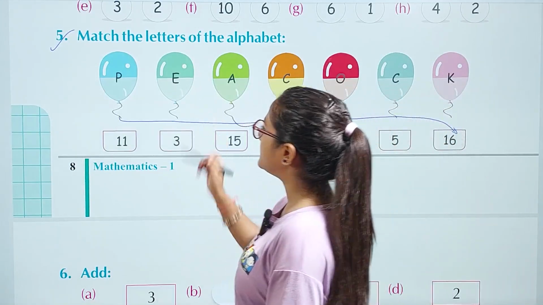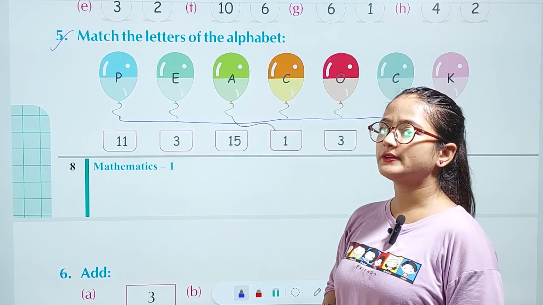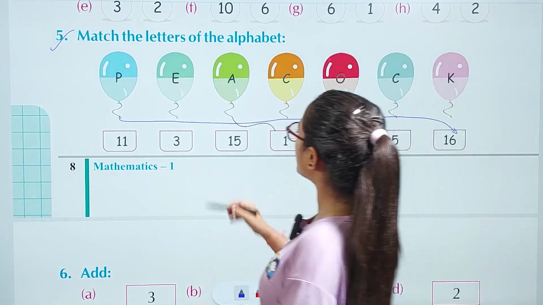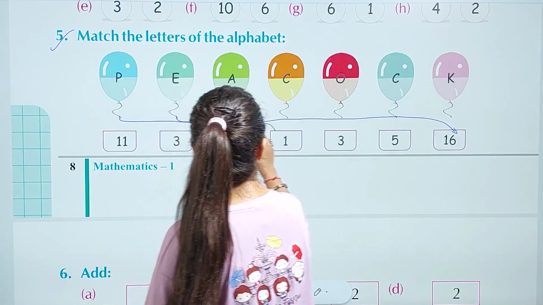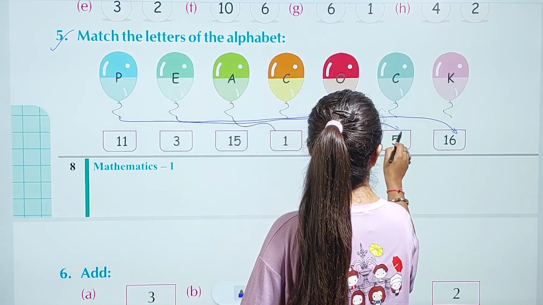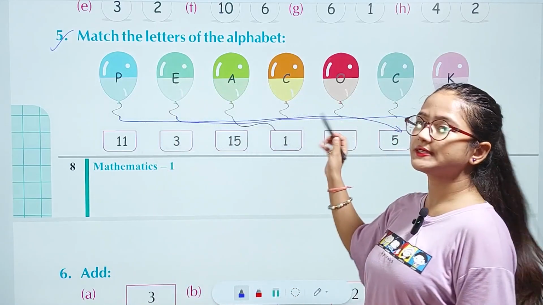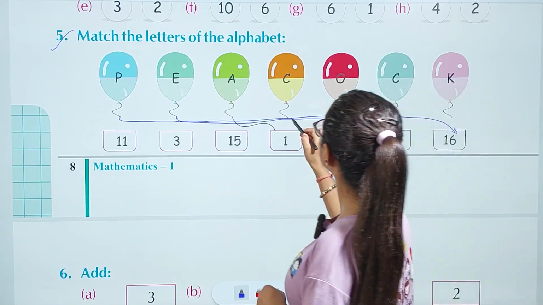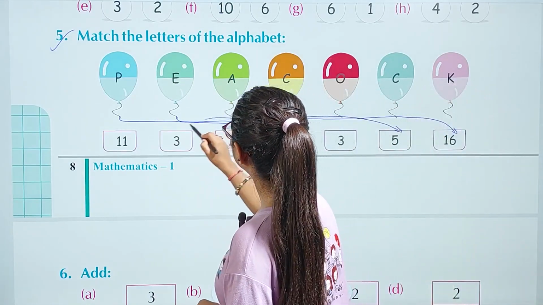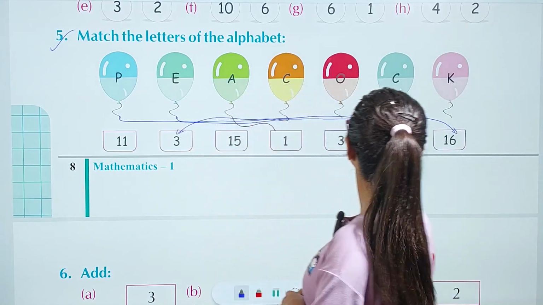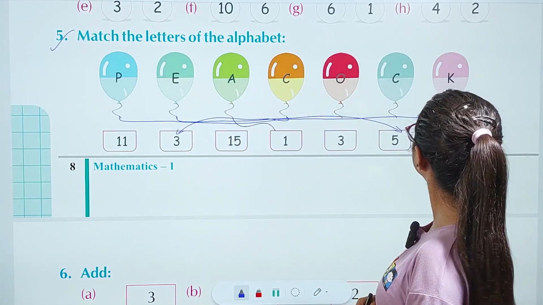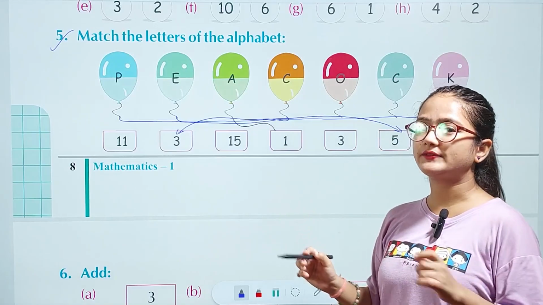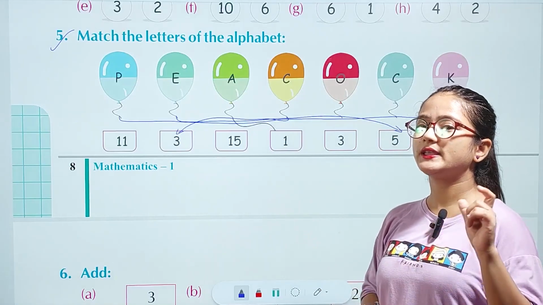Next one, E. E comes in the number 5. It comes in 5th position. So you have to match E with 5. Next, C. C comes in the number 3, 3rd position. Okay, so you have to match C with 3. Next one is O. O you have to match in 11 because O comes in the 11th position.